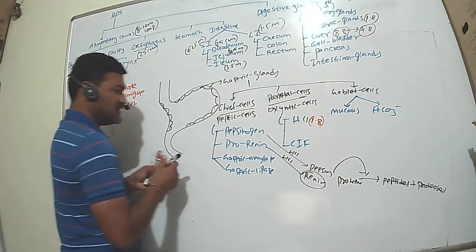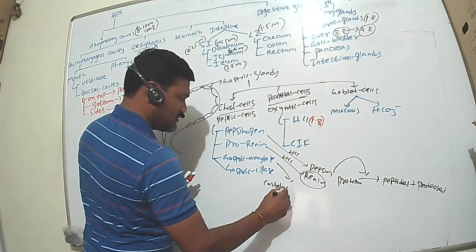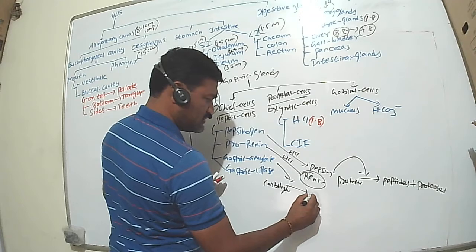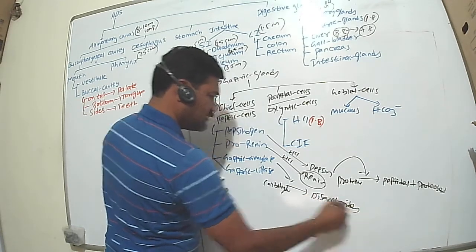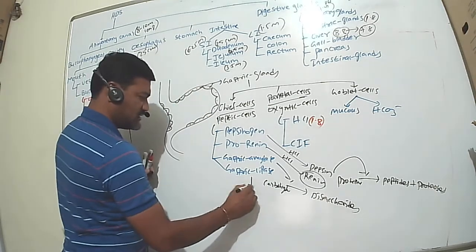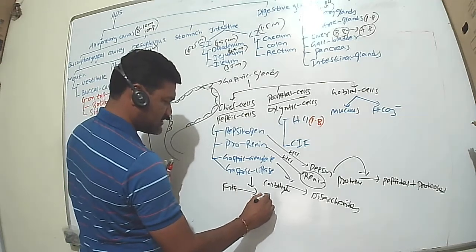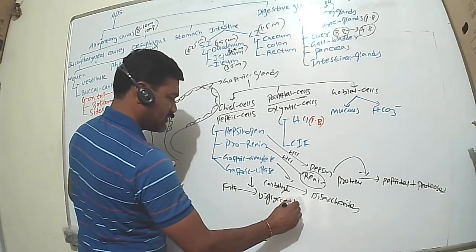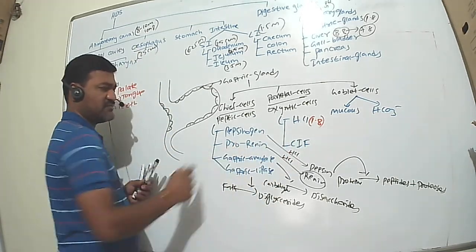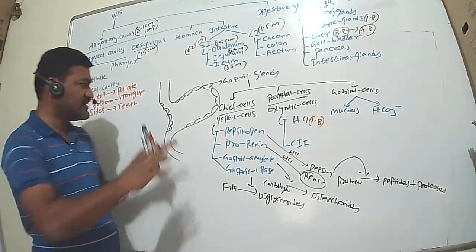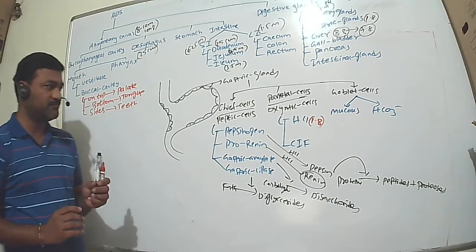And gastric amylase breaks carbohydrates to disaccharides, and gastric lipase will break the fats into diglycerides. And HCl activates pepsinogen, it activates prorenin, and it will maintain an acidic atmosphere in the stomach, so that any acid sensitive bacteria are killed in the stomach.